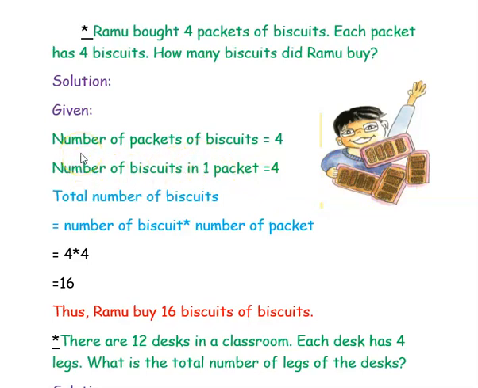Okay, so let's write the given thing first. Number of packets of biscuits is 4. Number of biscuits in one packet is 4. So the total number of biscuits is equal to number of biscuit packets into number of biscuits in one packet. So number of packets is 4 and number of biscuits in one packet is also 4. So 4 into 4 is 16. So thus Ramu bought totally 16 biscuits.